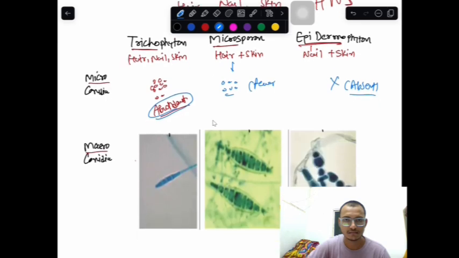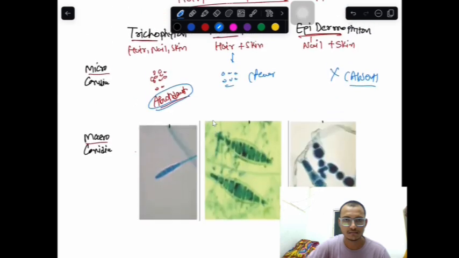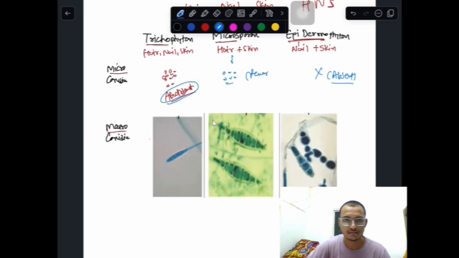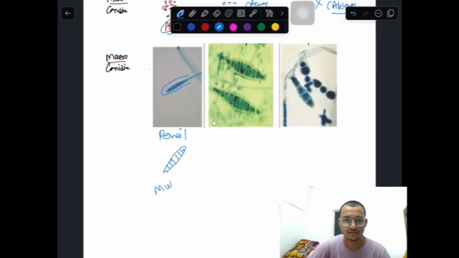In macroconidia, they look like this. The Trichophytons look like a pencil shape. You can see the pencil shape if I draw it like this. And they are unicellular. They involve all three organs, but they are unicellular.